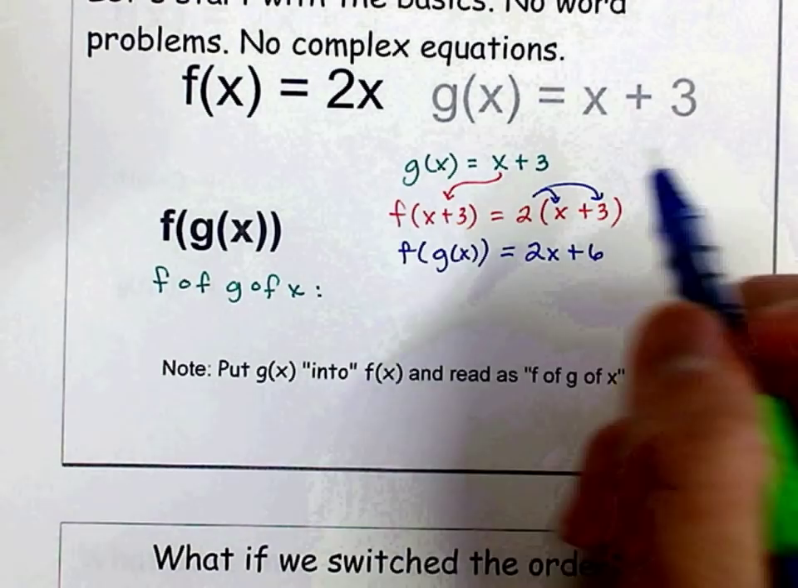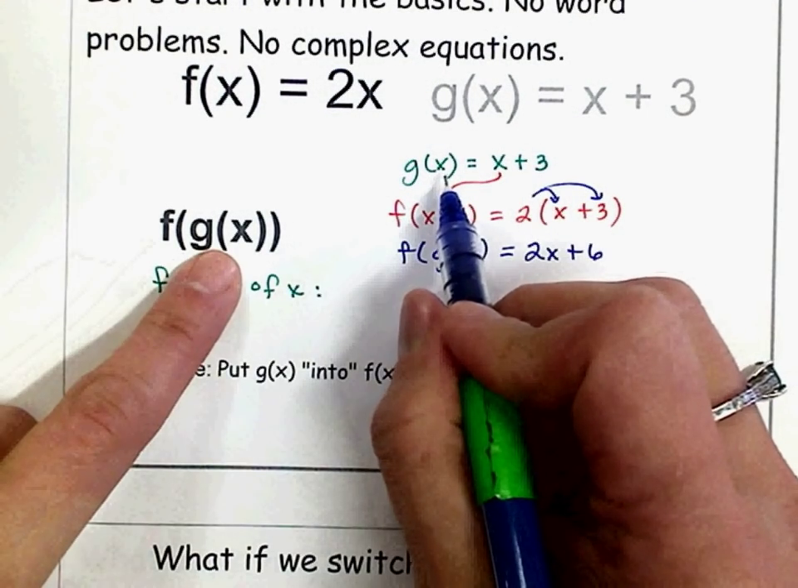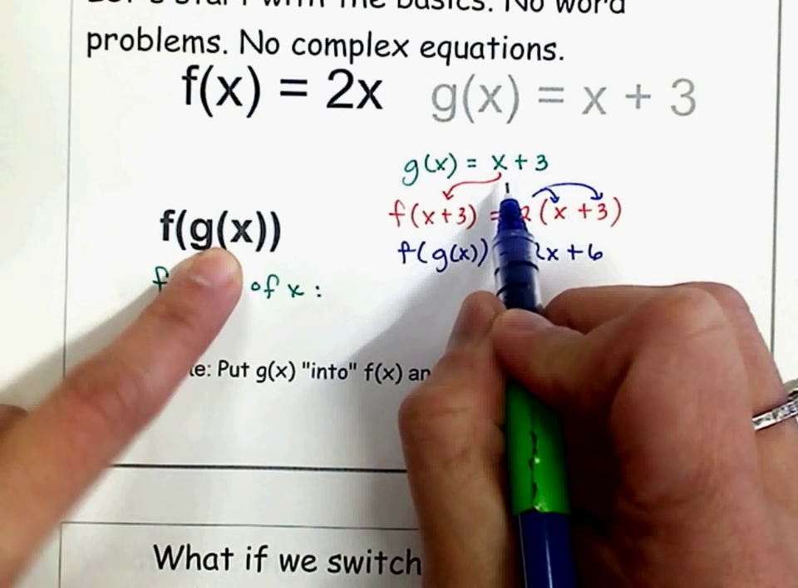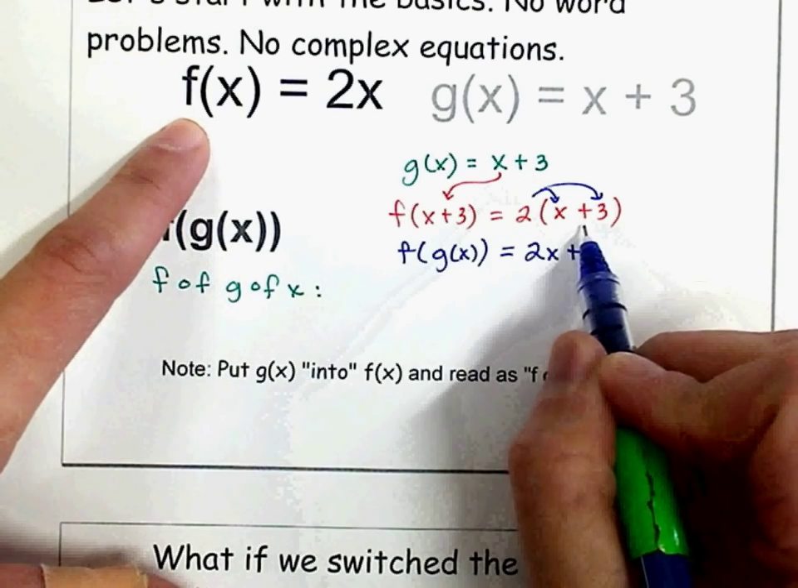So you take your first one, your g of x, and that's x plus 3. This is your new x, and you plug it into f of x. See your x right there, and then you have that.